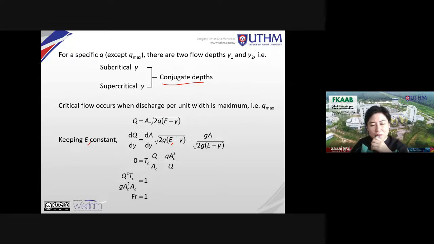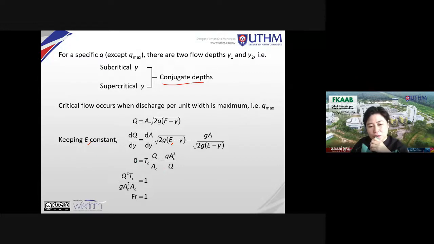So this is the differentiation of multiplication values. So you are going to have this. Setting dq over dy equals to 0, this is actually going to give you q maximum, because if you do the second derivative, you are going to get this would be negative. The second derivative will be negative, so you are going to get a maximum value of q.